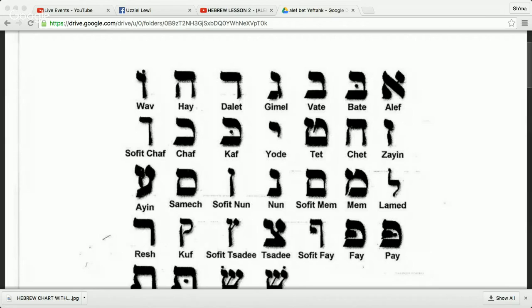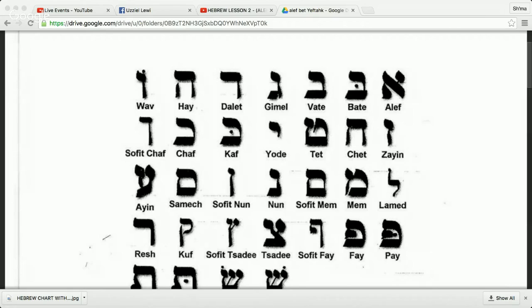The next letter is Vav. The next letter is Zayin. The next letter is Chet. Remember, that's a guttural, Chet. The next letter is Tet. The next letter is Yod. The next letter is Kaf. The next letter is still Kaf, but it's showing you different ways you can see Kaf, but that is the same letter. The next letter is Kaf Sofit.